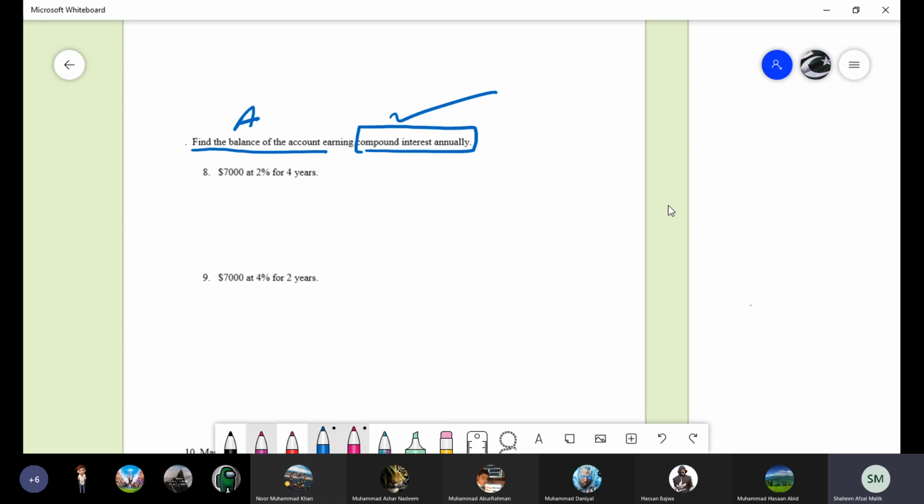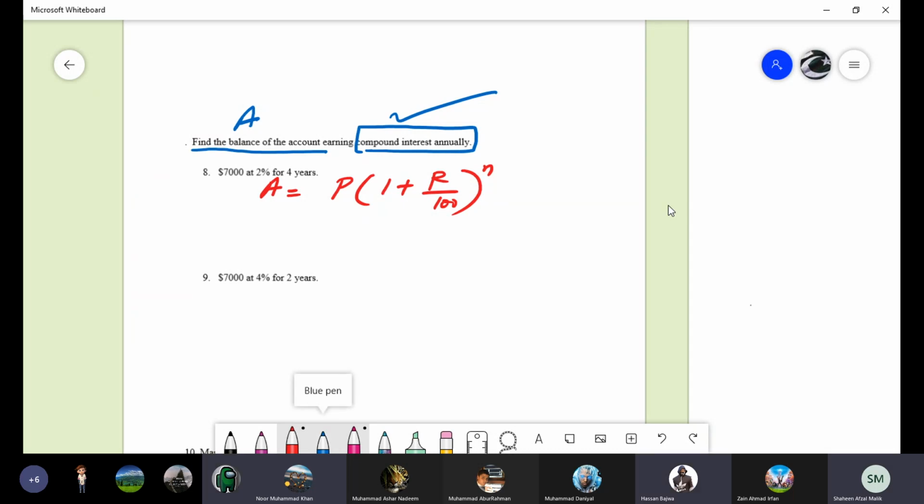So what will be the formula for the compound interest, Hassan? A is equal to P into 1 plus R over 100, raised to power n. Okay. Yes, Mubashir, carry on.